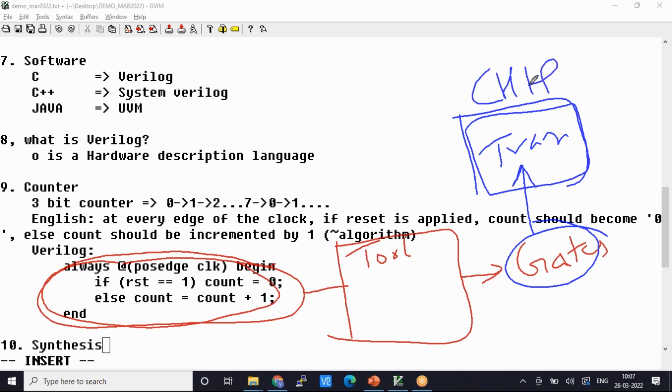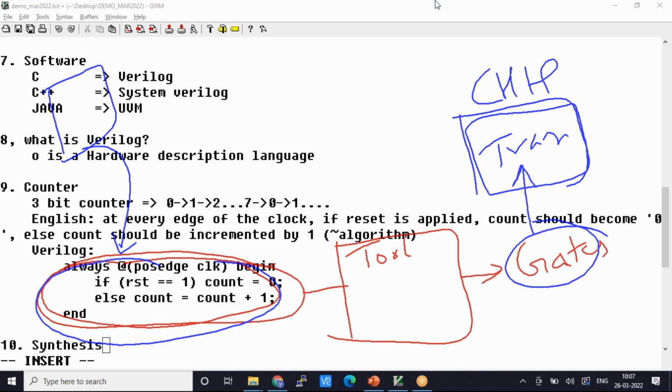This can be manufactured as a chip. So finally, what happened? Whatever design I have implemented using Verilog language, you see, the language looks very similar to English. What you are telling is: whenever positive edge of clock happens, if reset is 1, make count equal to 0, else count equal to count plus 1.